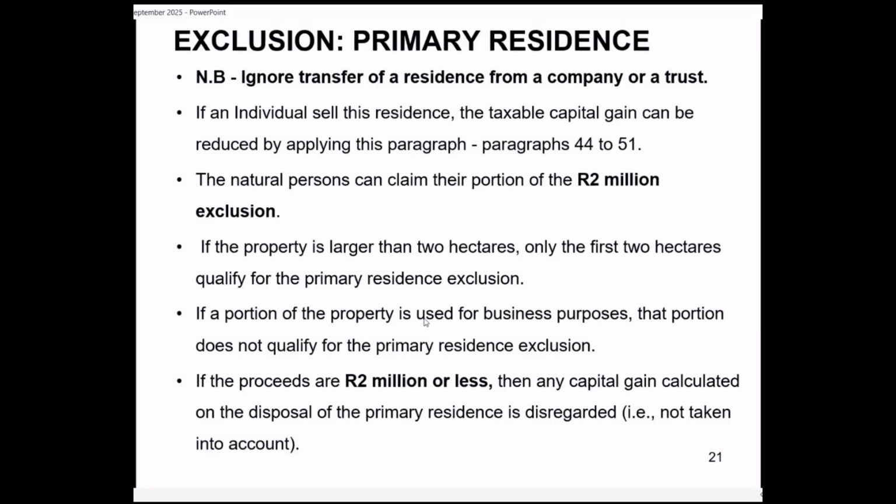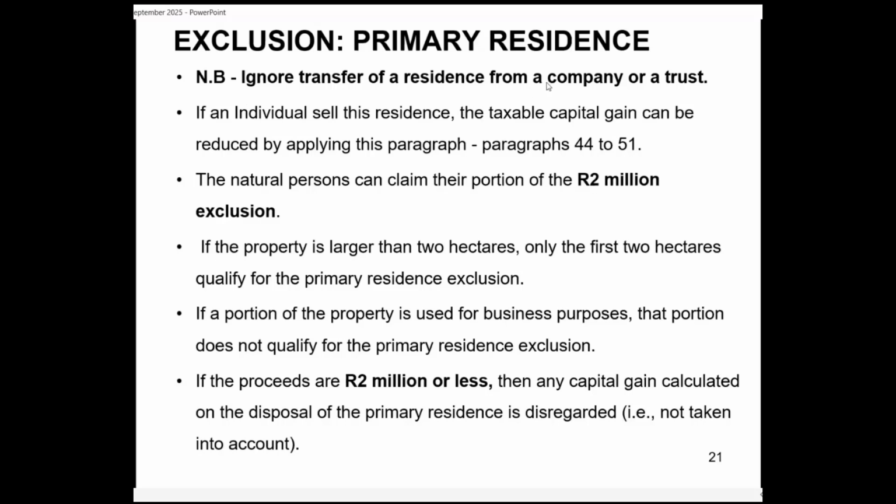If a portion of the property is a primary residence, but a portion is used for business purposes, remember, if you use the asset for business purposes, you can claim a deduction on that. That portion will not qualify for a primary residence exclusion. If the proceeds are 2 million or less, then any capital gain calculated on disposal of the primary residence is not taken into account.